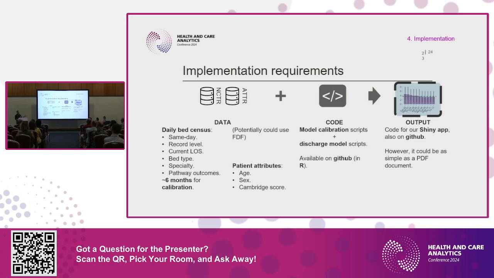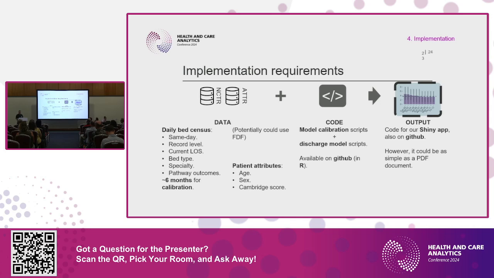If you were looking to replicate this model in your system, the data requirements are this daily bed census, and it's really important that it's same day. This is maybe subtle, because people say, oh, I have daily bed data, but it's a month out of date. You can't make a 10-day forecast on data that's a month out of date, so it needs to be refreshed every day. It needs to be record level, and keep the current length of stay, the bed type, the admitting specialty, and pathway outcomes. I'm using about 6 months of that to calibrate my models.